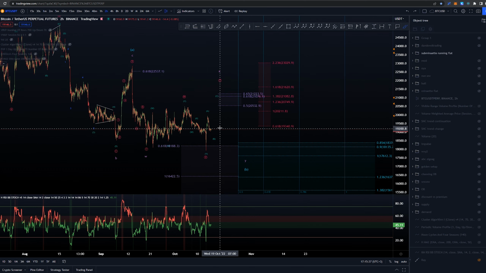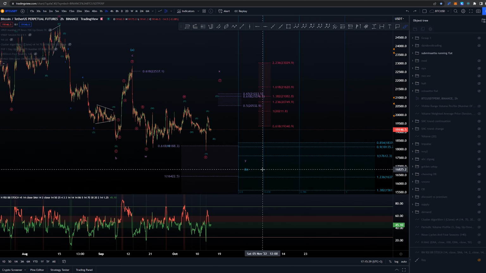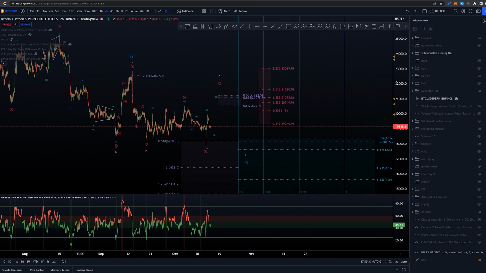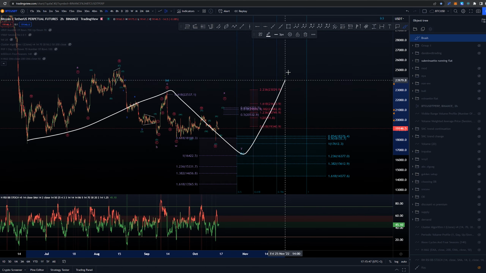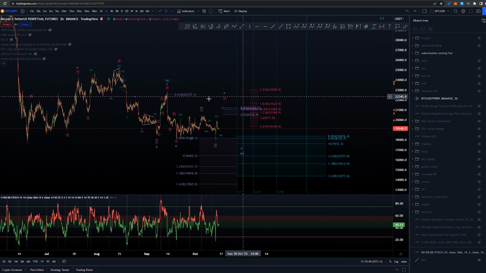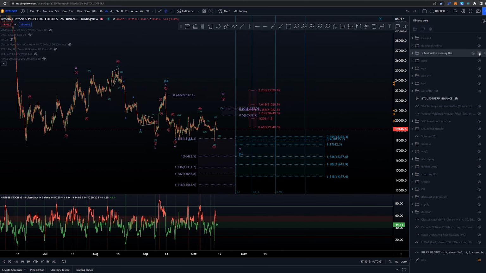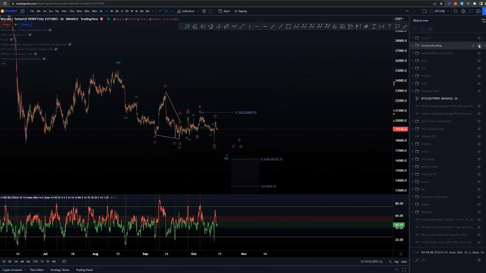Again, that would take us to the X wave, and then we would be looking for that wave Y to end the wave B, and then again we would be looking for C wave as part of that larger A, B and then C wave. But just one of the counts here that could be possible.